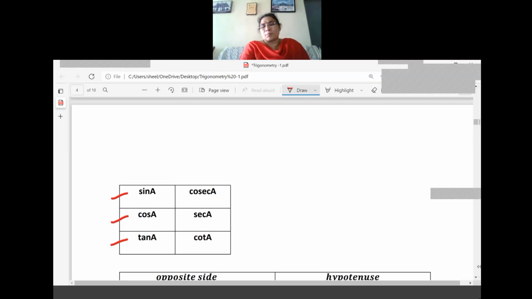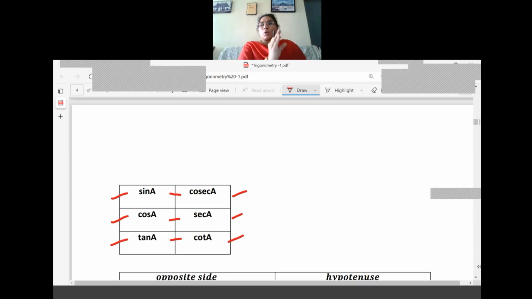One side you make it a box. Another side, what should we write? Cosec A, sec A, cot A. Because cosec and sin A are in a relation of reciprocal. Cos and sec are in another reciprocal relation. Tan and cot A also have the reciprocal relation. So all of you make a table like this and practice it.